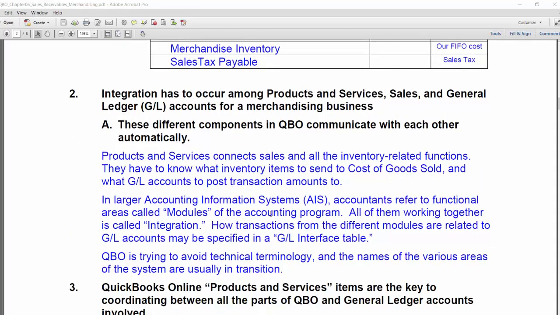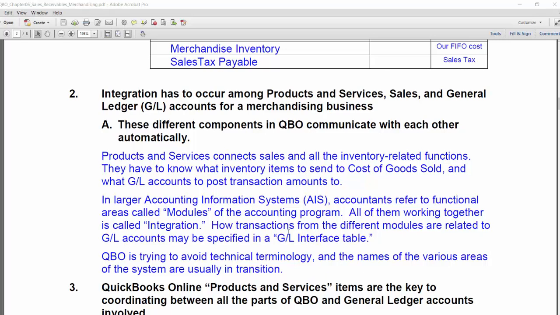Integration in QuickBooks happens between products and services and our sales and general ledger accounts. These different QuickBooks Online components have to communicate with each other automatically. Now, products and services will connect sales and all the inventory related functions. They have to know what items they're going to send to cost of goods sold and what general ledger accounts to post transaction amounts to.